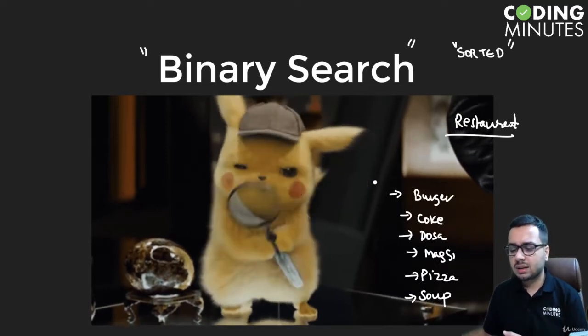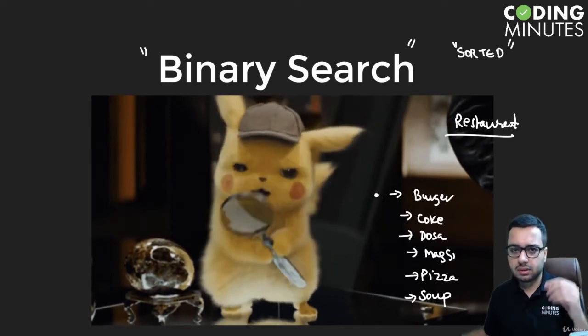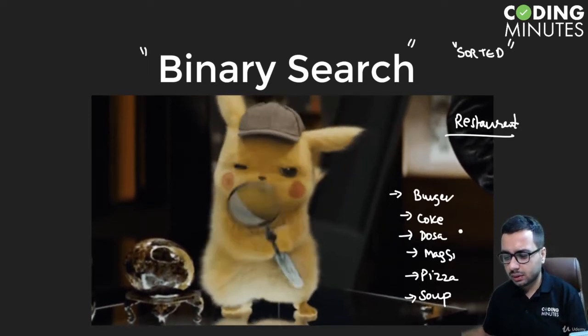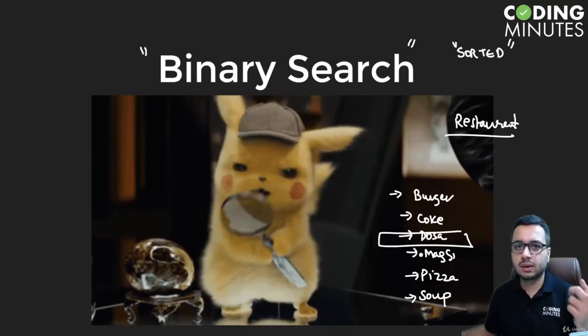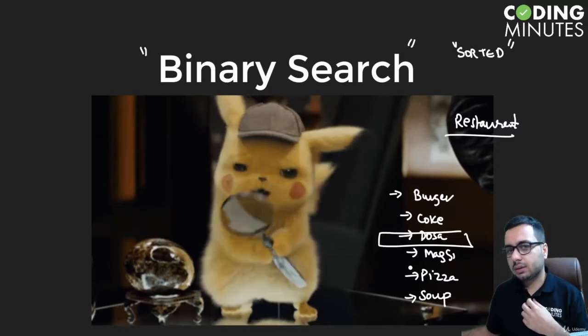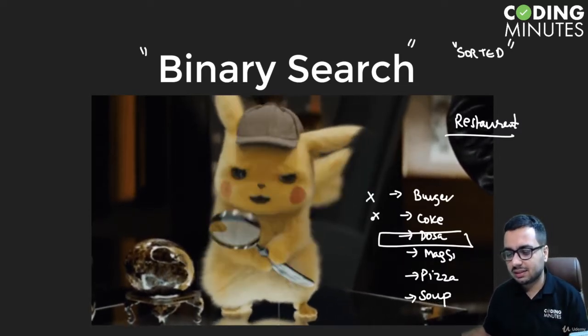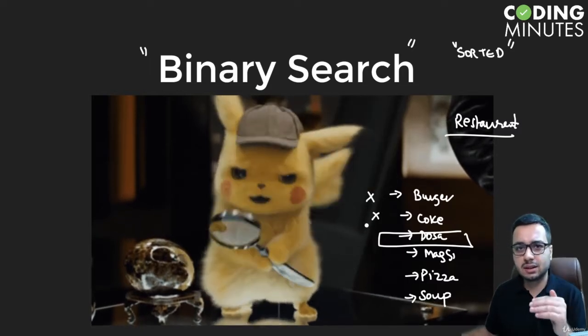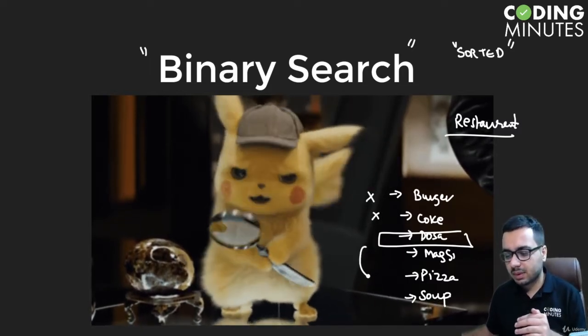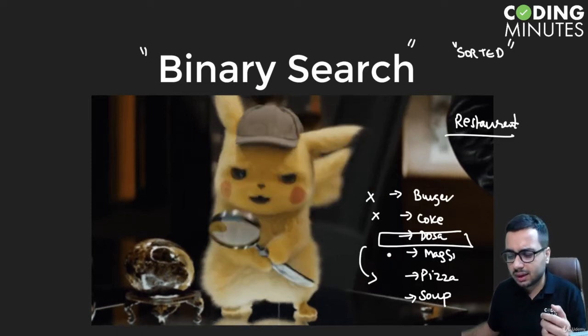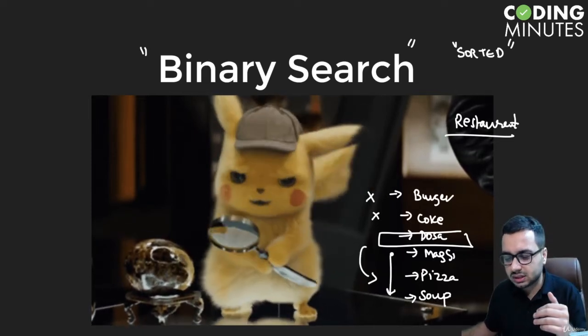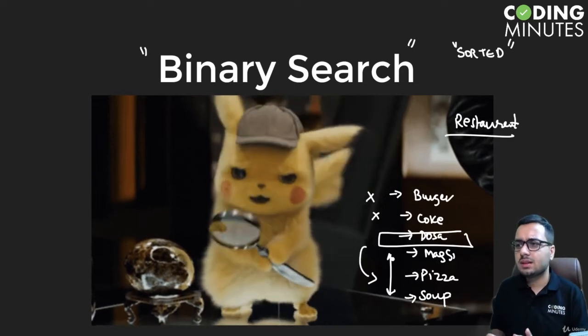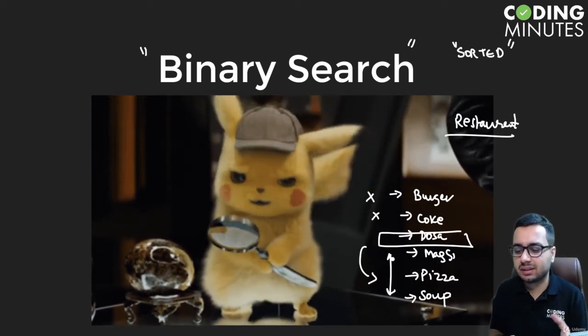Somehow, instead of starting to iterate from index 0, you suddenly look directly at dosa. You know the menu is arranged in a proper order and you want to go for pizza. What will you do in that case? You will never scan this whole list. If it is arranged in a proper order, then pizza must come after dosa. So maybe you start iterating from here, and search in this particular part. This is the whole idea of binary search.